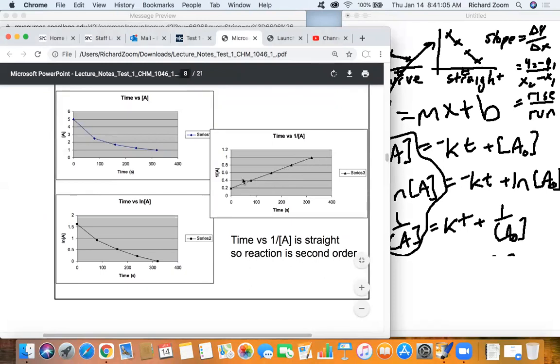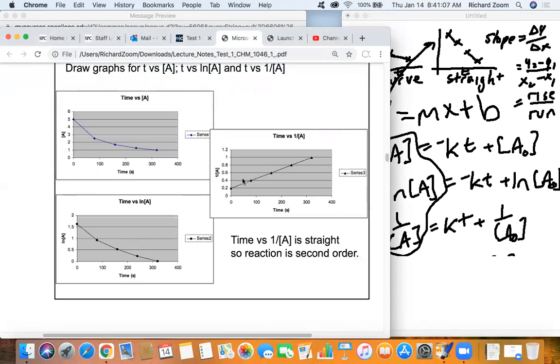Does anybody have difficulty determining the difference between a positive and negative slope just by looking at the graph, just by looking at its direction? Okay, that's all I'm doing here.